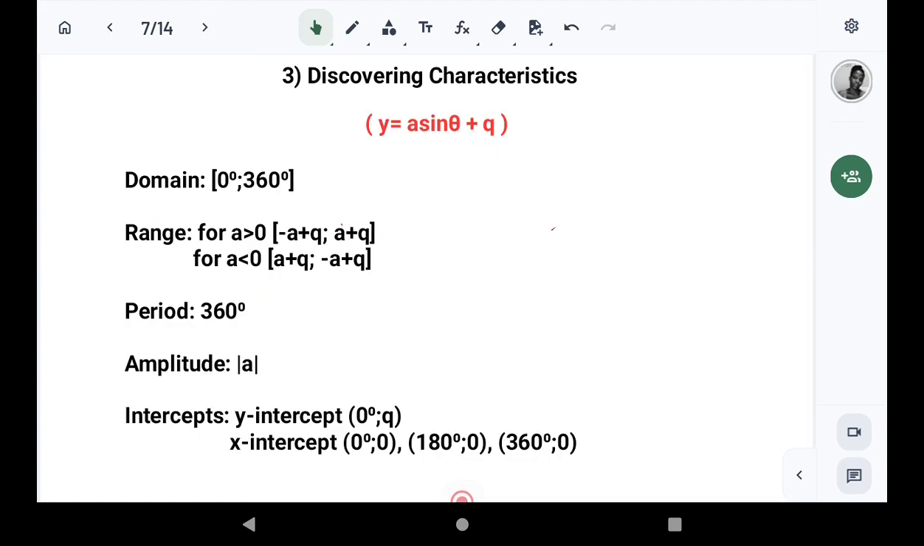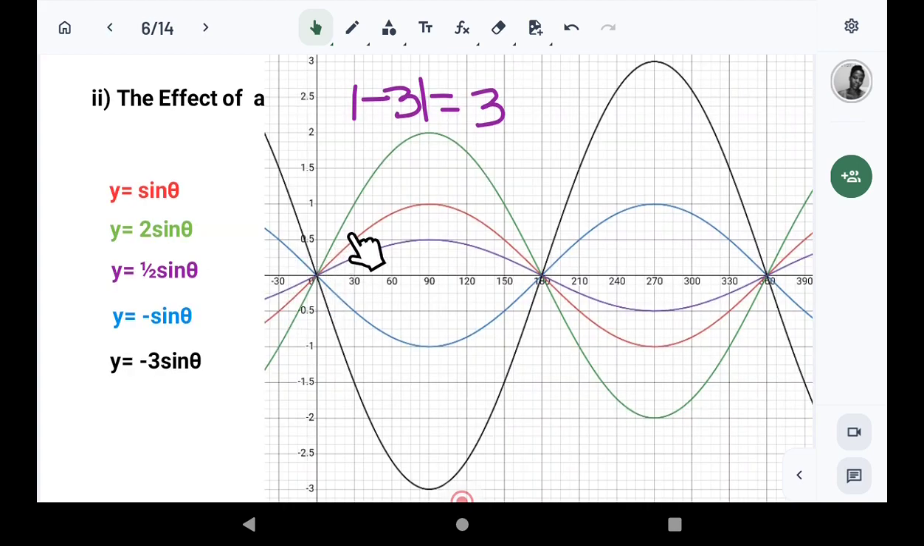Now let's look at the general characteristics of the graph y equals a sine theta plus q. Your domain will go from 0 to 360 degrees. Until you get to grade 11 and grade 12, this is the domain we deal with in grade 10. Your range, if your a is positive, meaning that your graph goes from the maximum turning point at 90 to a minimum turning point at 270.